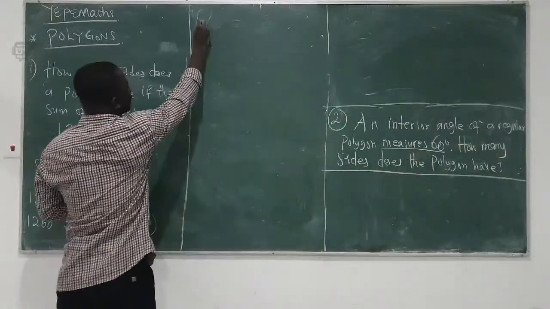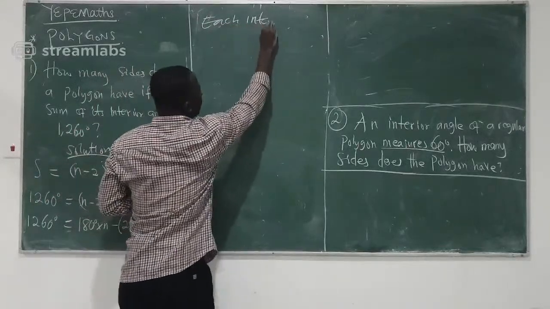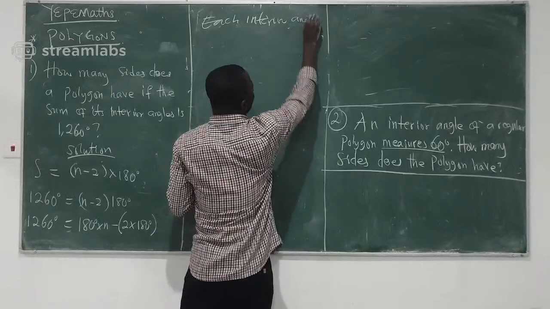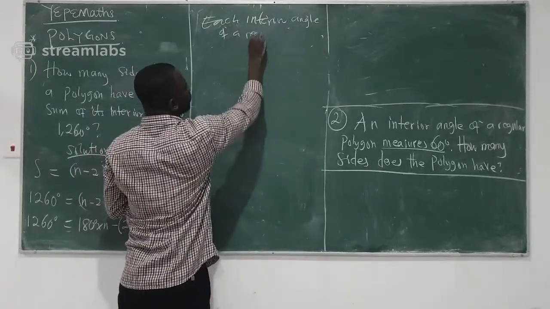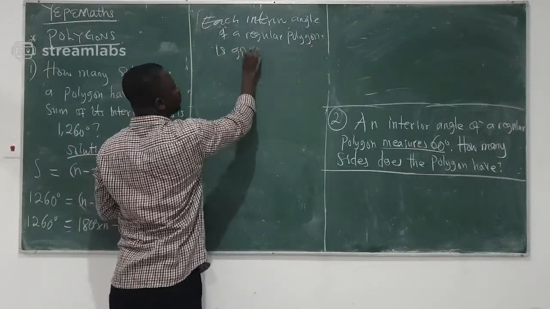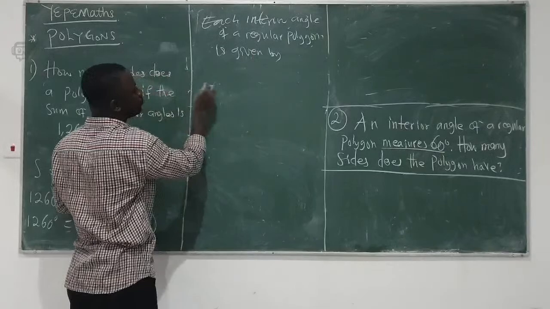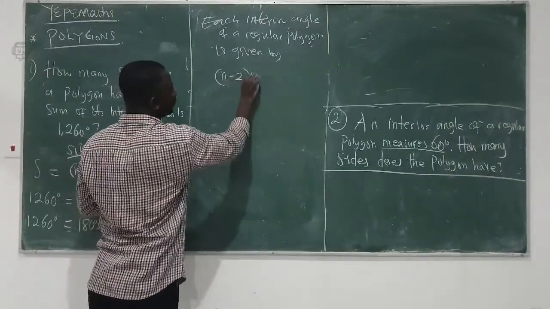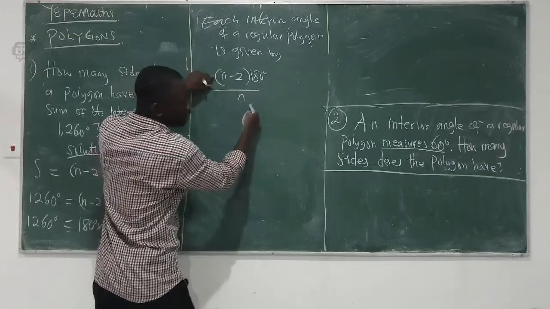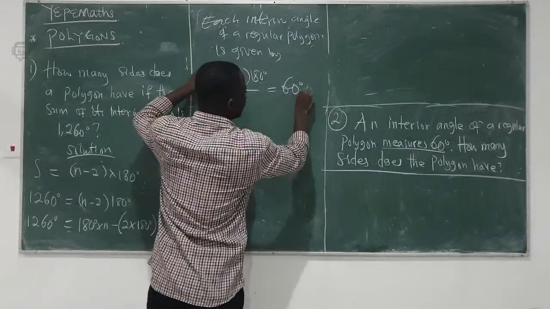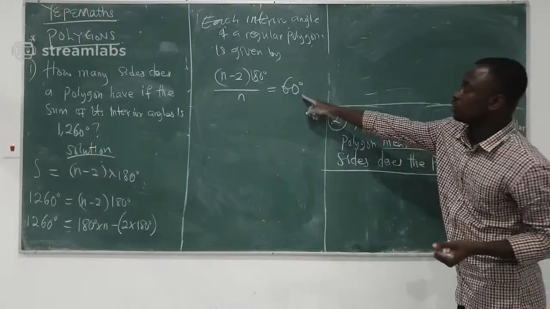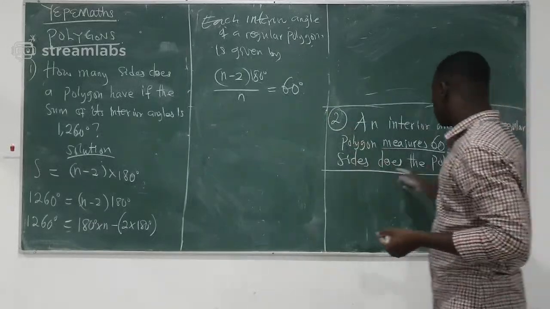So each interior angle of a regular polygon is given by n minus 2 times 180 degrees divided by n. So this is what we know. But the given is that it is 60 degrees. So an interior angle of a regular polygon measures 60 degrees. So each interior angle is 60 degrees. So we are just going to look for the number of sides.